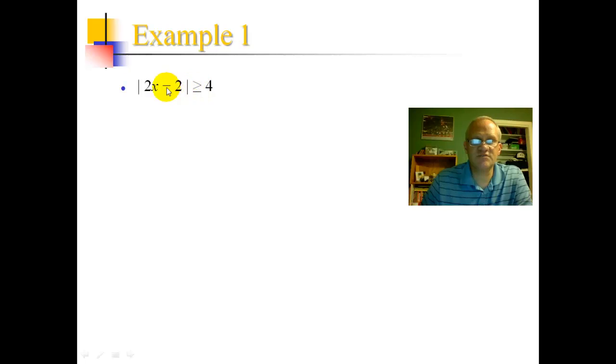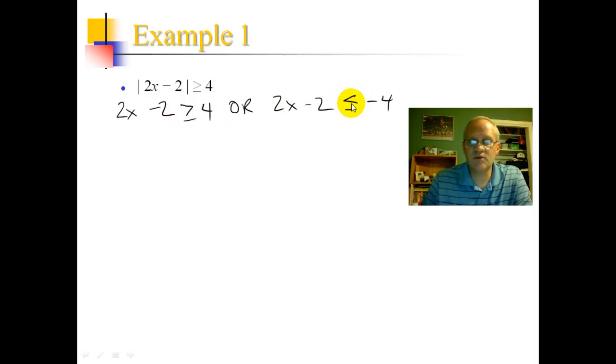So first of all, I have to split up the absolute values. So my two parts here: 2x minus 2 is greater than or equal to 4, or 2x minus 2 is less than or equal to negative 4. Notice what I did was I wrote it exactly like it was without the absolute value bars, switched the inequality sign and the negative positive sign. Now I'll solve both of these separately.